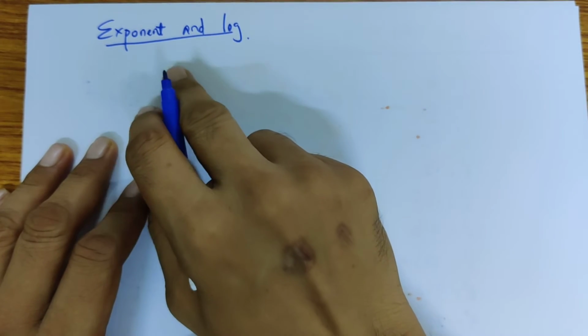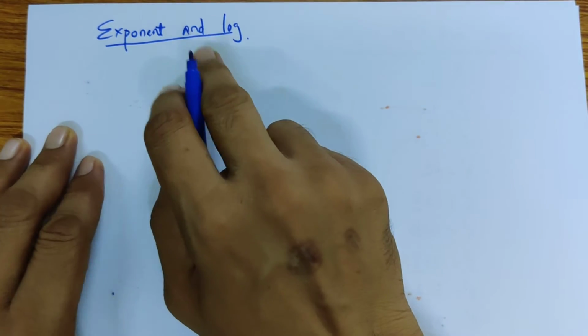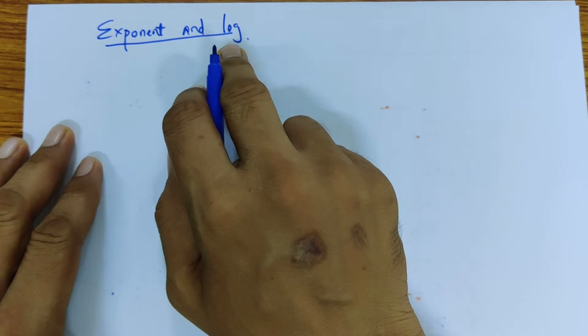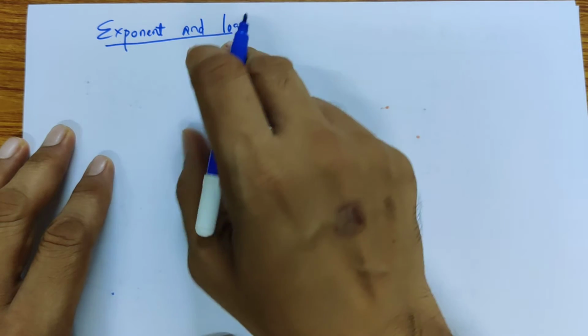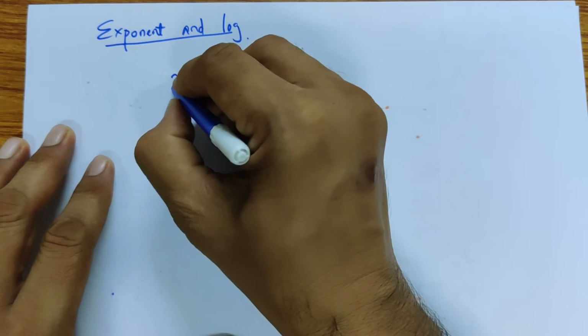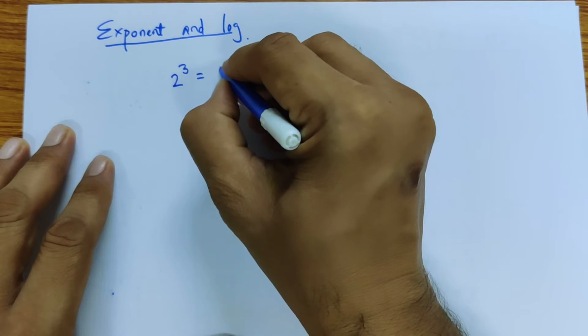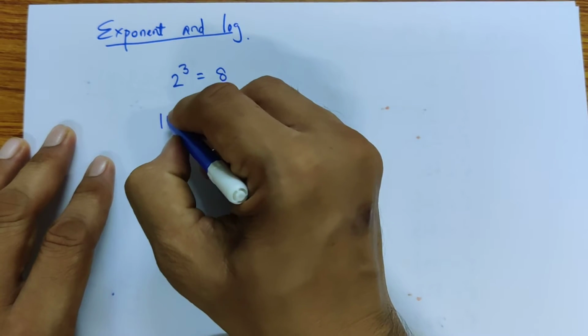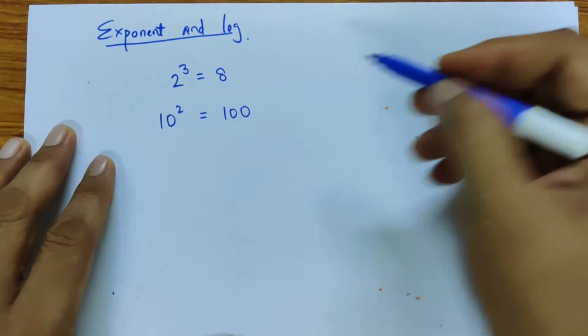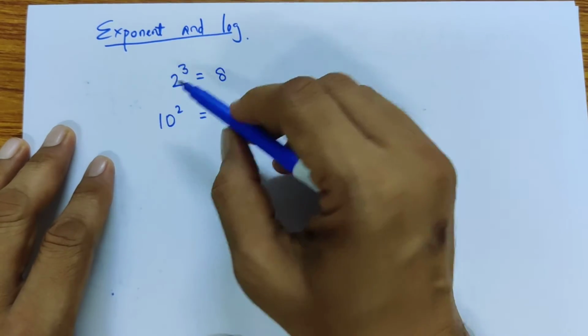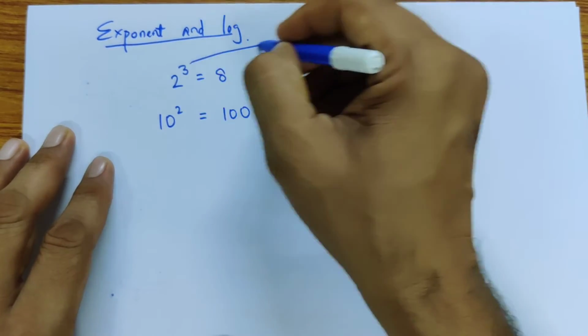So when we are working on exponents and, correspondingly, logs, it is always helpful to have specific examples in mind. You can have a simple example like 2 cube is equal to 8, or 10 square is equal to 100. 10 square is 10 times 10. We've done that before, but let me just write it again.